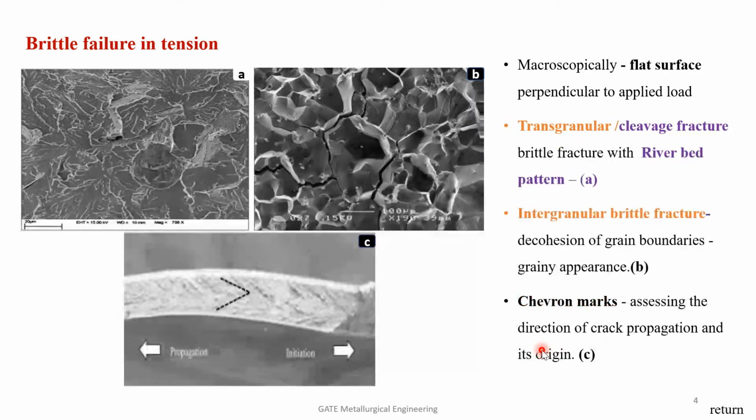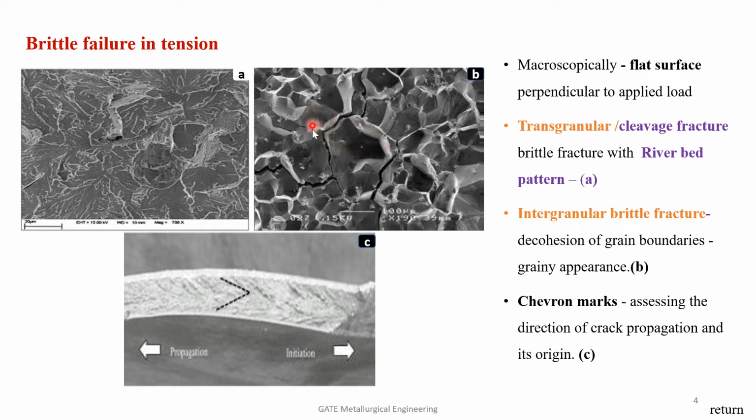Now we'll see brittle fracture in tension. That is a brittle material, a material that is not capable of elongating, being pulled apart. In that case, if we see macroscopically, we won't be able to see a cup and cone feature. It will be a very flat surface and it will be perpendicular to the applied load. And in brittle failure in tension also, there is transgranular and intergranular brittle fracture. In transgranular fracture or cleavage fracture, a riverbed pattern can be observed under the microscope.